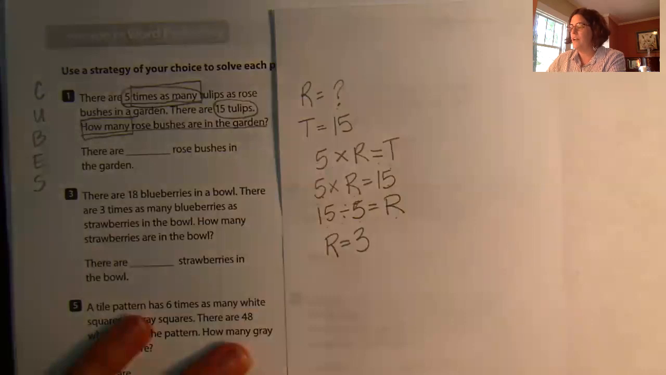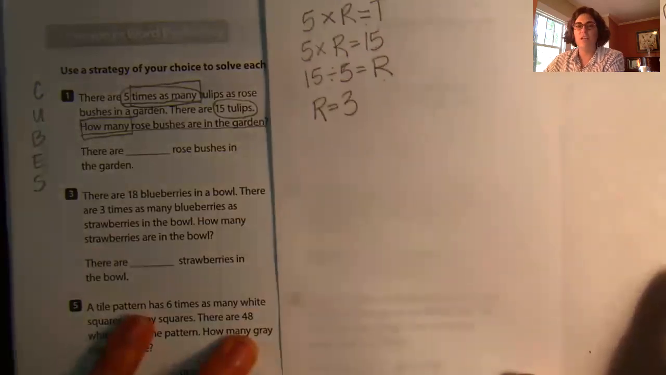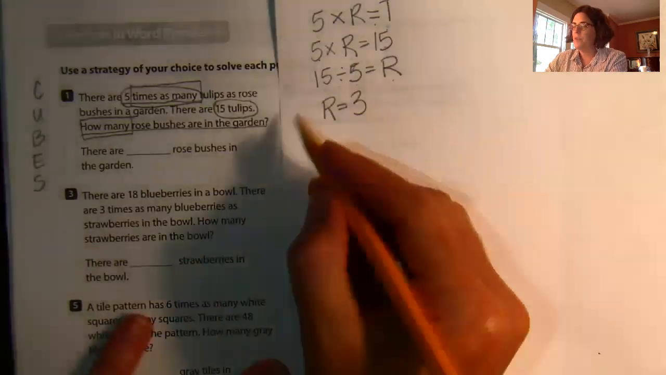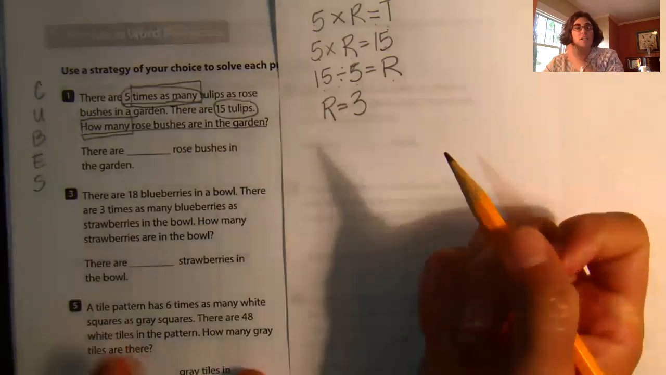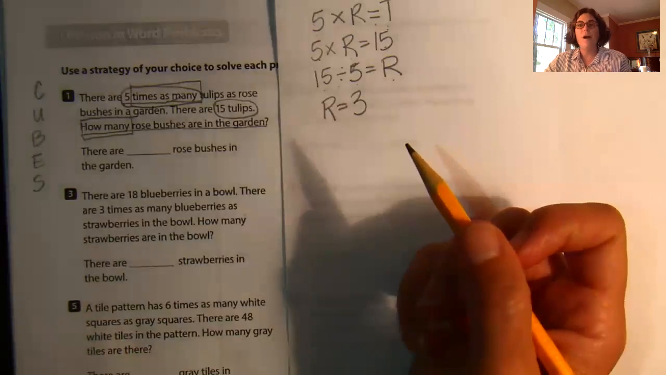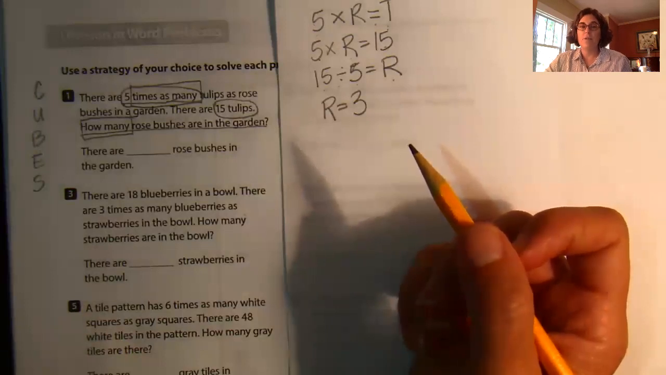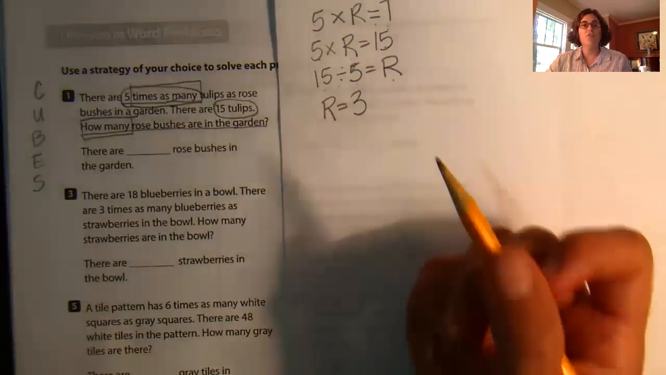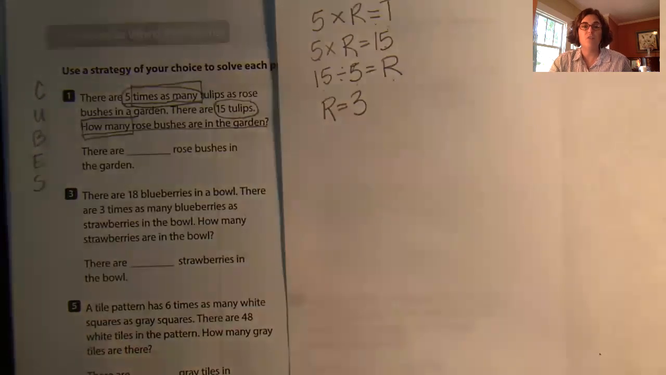All right, there is one other kind of problem that you're going to be looking at, and that is number 3. So let's go ahead and use our strategies for number 3, and we're going to be reading it 3 times through and doing the same logical thinking that we did for number 1. There are 18 blueberries in a bowl. There are 3 times as many blueberries as strawberries in the bowl. How many strawberries are in the bowl?